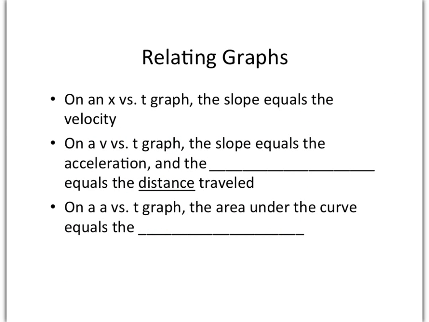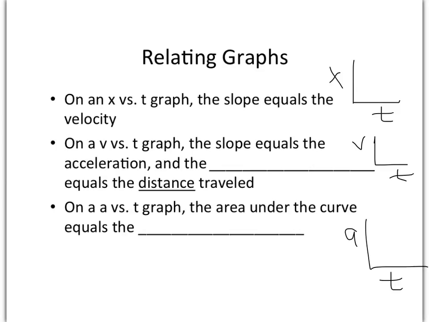All right, one or two last quick slides about reading graphs and interpreting them, and then we'll be done with this section right here. So, on a position versus time graph, all right. So here's a position versus time, x over t. Here is our velocity versus time, and here's our acceleration versus time. That last one wasn't very good. Acceleration versus time.